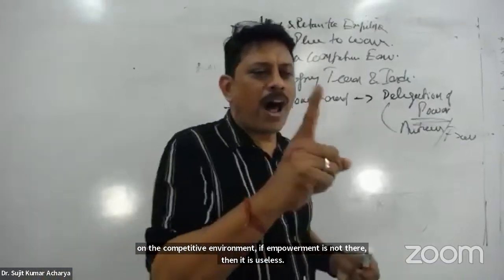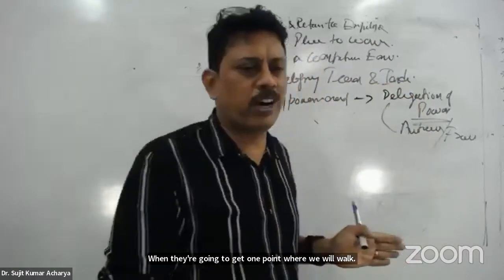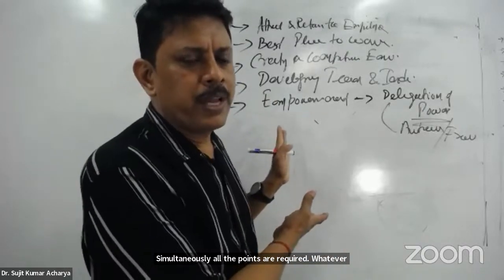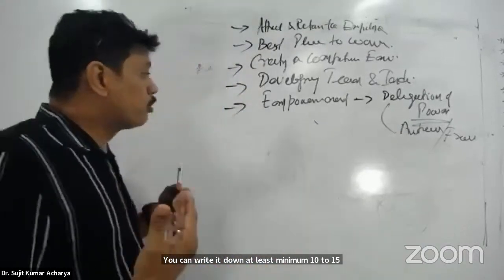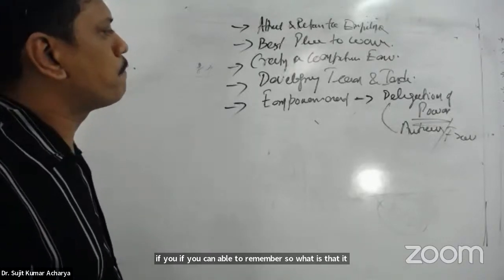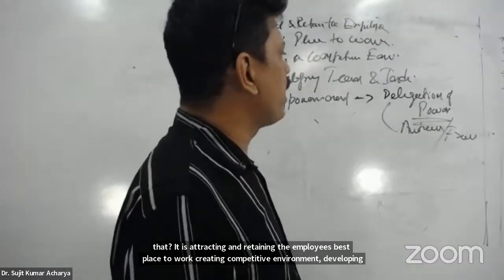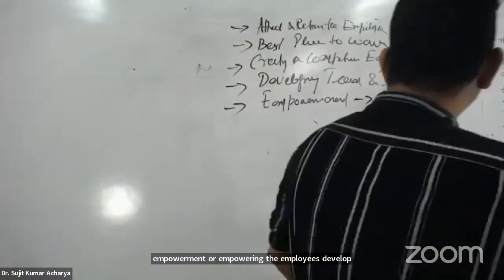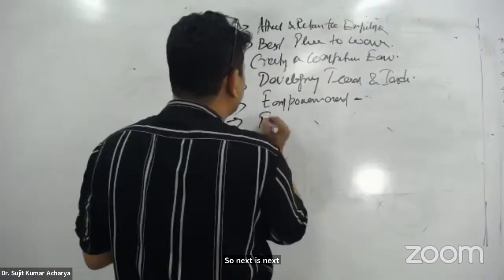When we work, all the points are required simultaneously. Whatever point I write down, it is very easy to remember. At least try to remember a minimum of 10 to 15 points. So what is that? Attracting and retaining the employees, best place to work, creating a competitive environment, developing team and individual, empowering the employees, delegation of power or autonomy or freedom. Okay, so next is another one: fair.